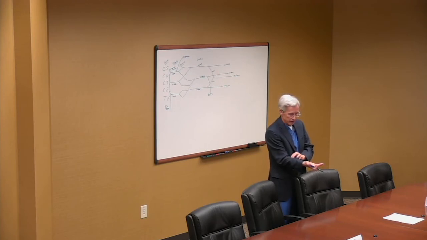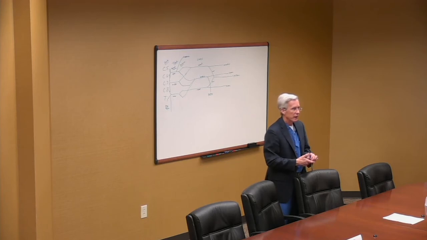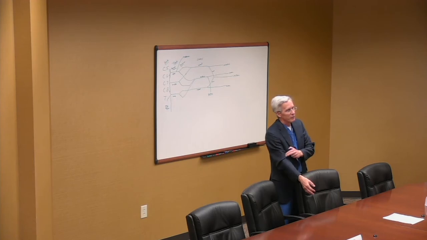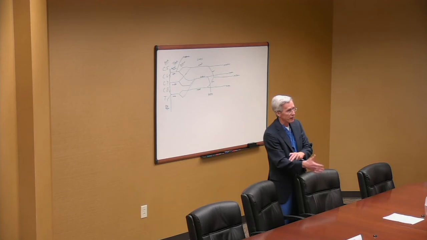Then it hugs and goes on down, passes through the snuffbox and provides sensory innervation. This is the autonomous zone of the radial nerve, on the dorsal aspect of your hand between your thumb and your index finger. Just before it pierces the supinator, it divides into a superficial branch that follows the extensor carpi radialis, and a deep branch that goes through the supinator.